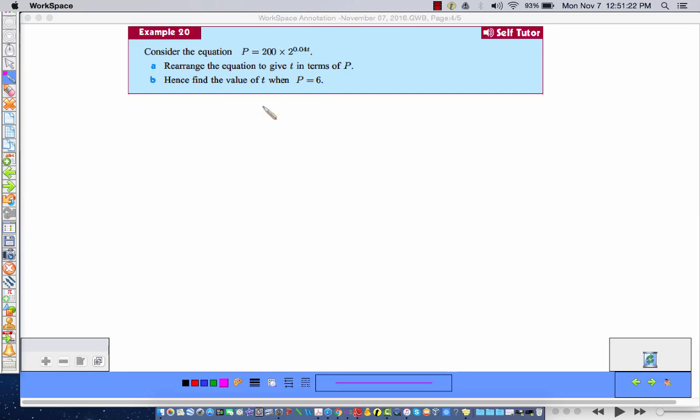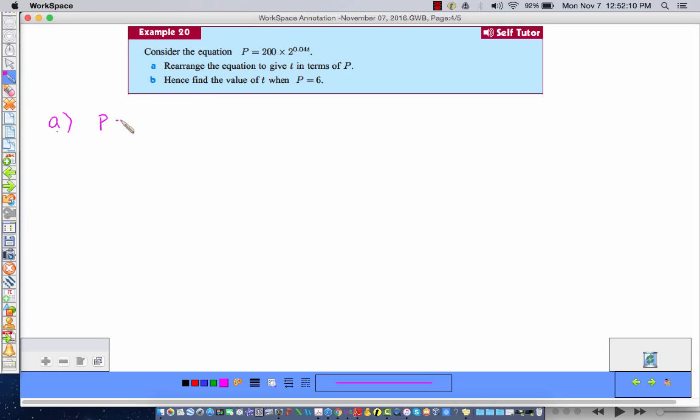Okay. Rearrange the equation to give t in terms of p. So that's another way of saying solve for t. Well, anytime you have a variable as an exponent, you're going to use logs to isolate that exponent. So we can use natural logs, we can use log base 8 or 12. It doesn't matter. Usually if e is not involved, I'm just going to go ahead and use regular old logs base 10.